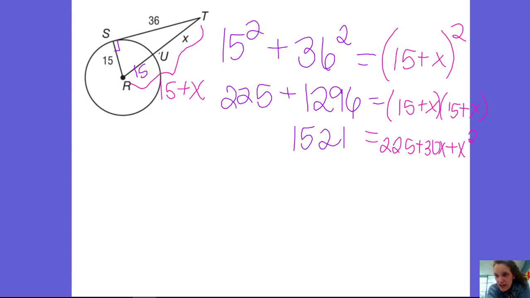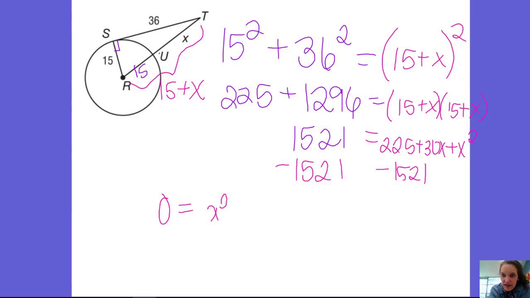So since this is a quadratic, I want to move everything over to the same side of the equal sign. So I'm going to move this 1,521. I'm going to subtract it from both sides. And so now I'll have 0 equals x squared plus 30x minus 1,296. So now I'm going to try and factor x squared plus 30x minus 1,296.